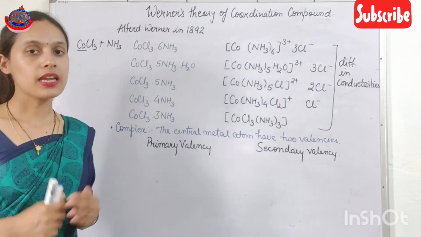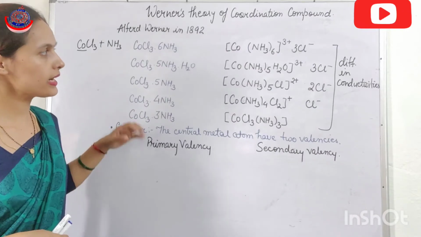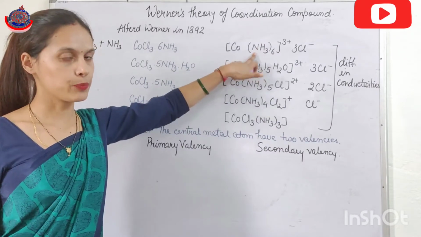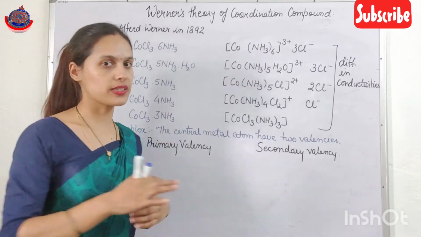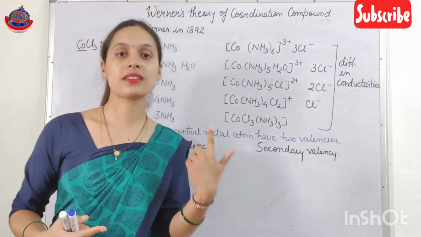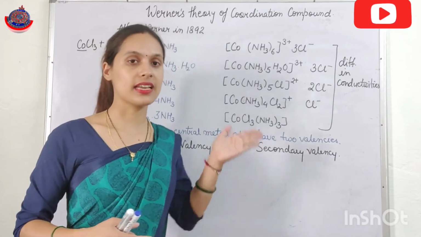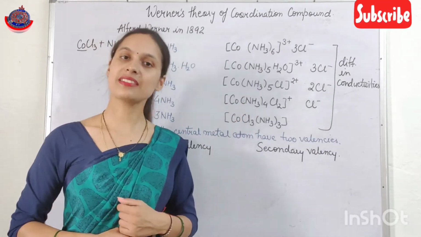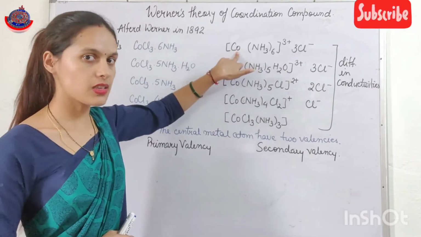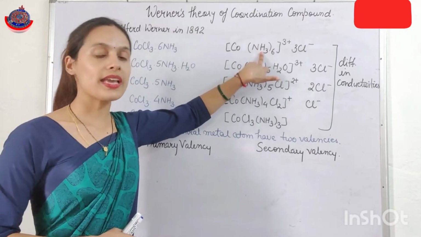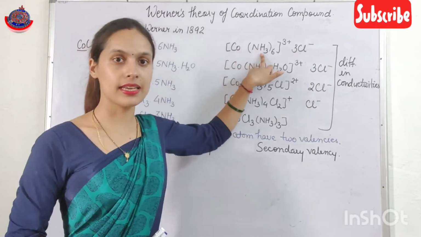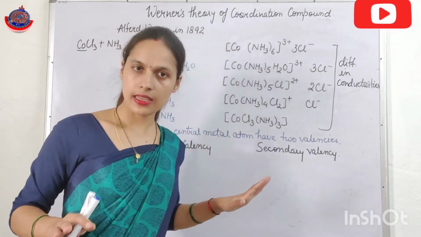Secondary valency क्या है हमारी? Secondary valency is when it is present in the complex ion. When the central metal atom is present in the complex ion, then the number of atoms which are present around the central metal atom, that is its secondary valency. वो हमारी secondary valency होती है. Like this. In this is cobalt and this is surrounded by 6 ammonia. So that's why its secondary valency is 6. Primary valency is 3 and secondary valency is 6. This thing is clear, beta?